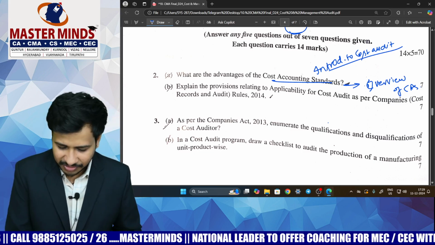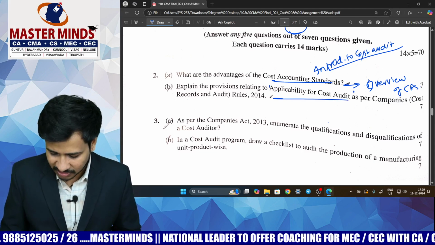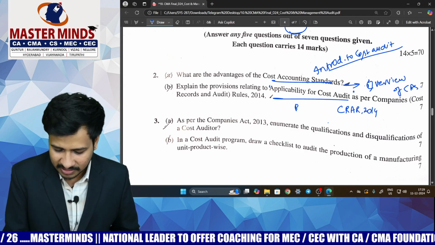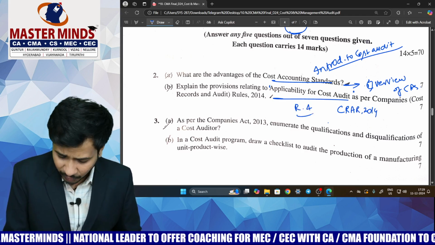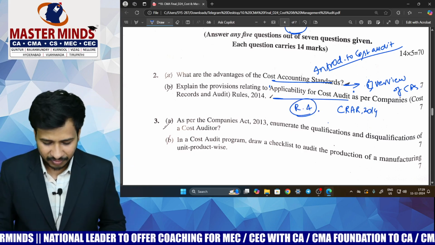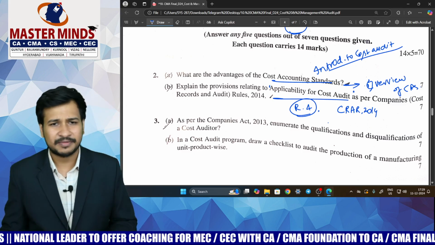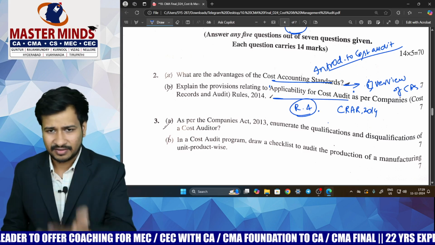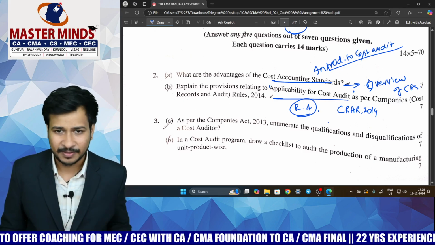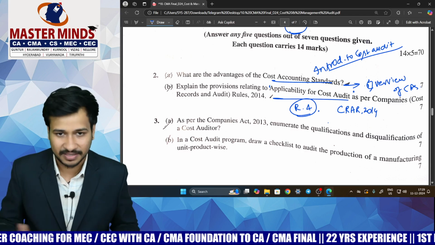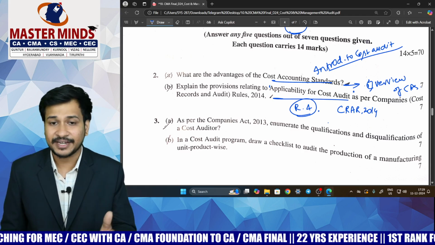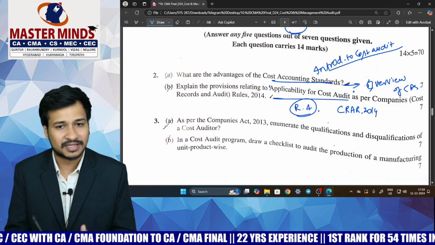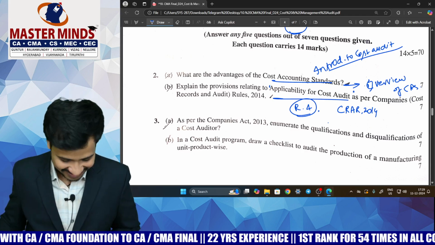The next one, provisions relating to applicability of cost audit, is nothing but CRAR 2014, and he is asking rule number 4. Something like Table A, Table B, individual turnover, aggregate turnover: 25 and 50 relating to Table A, individual and aggregate, and relating to Table B, it's nothing but 35 and 100 crores.